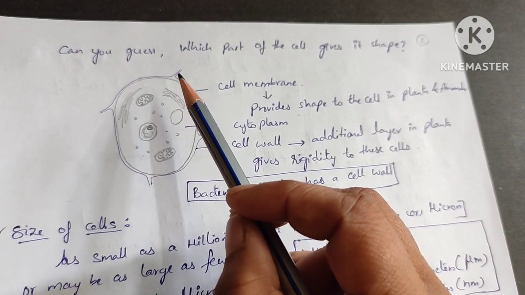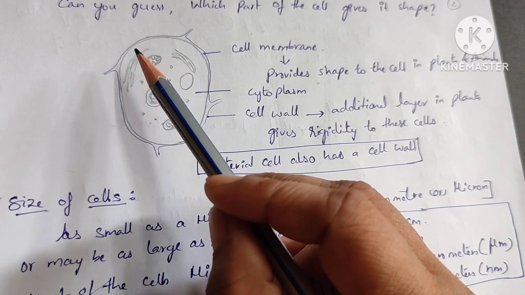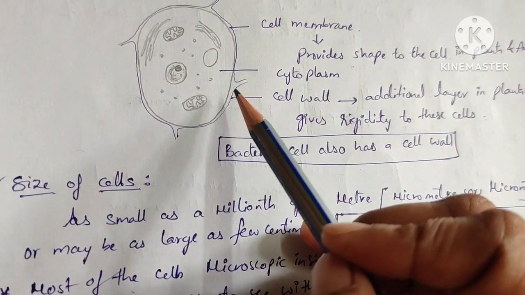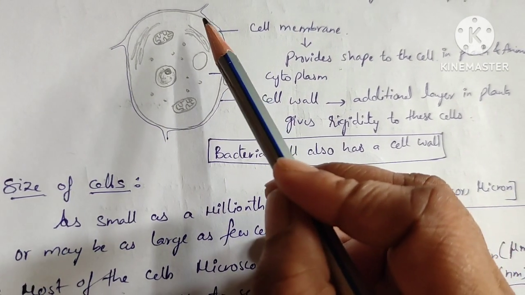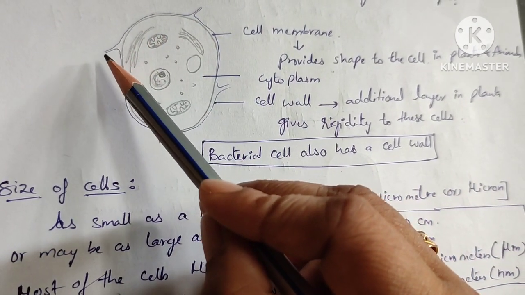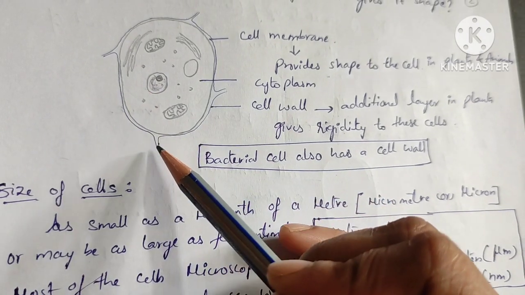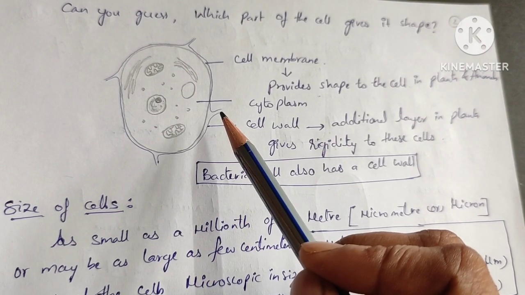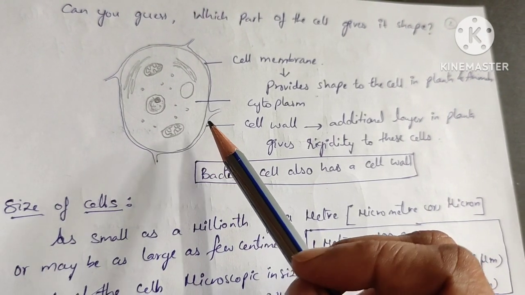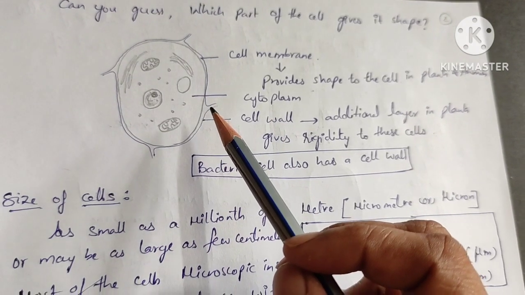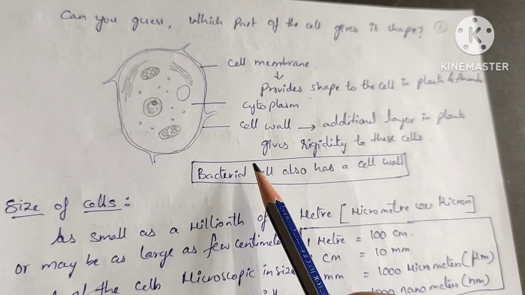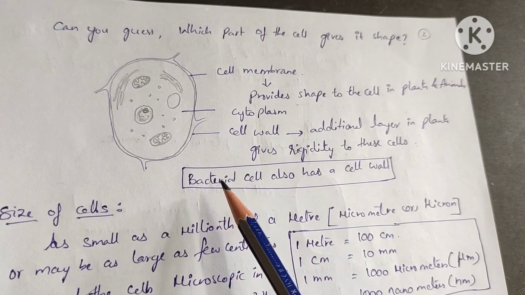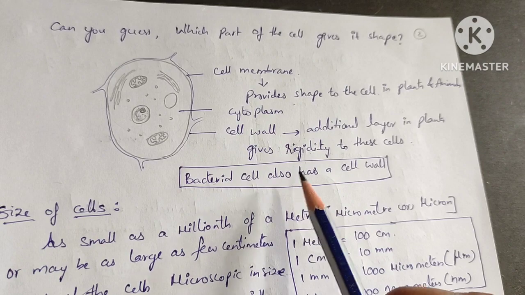Here in plants, there is an extra layer. Look here, a layer which is drawn with a pen. There is an extra layer around the cell membrane which is called the cell wall. So the presence of a cell wall is the characteristic feature of plants. But one exception is there. Bacterial cells come under animals actually, but this bacterial cell also has a cell wall.